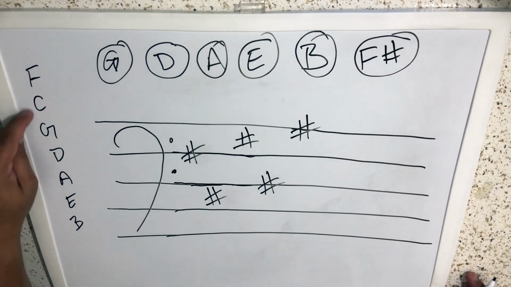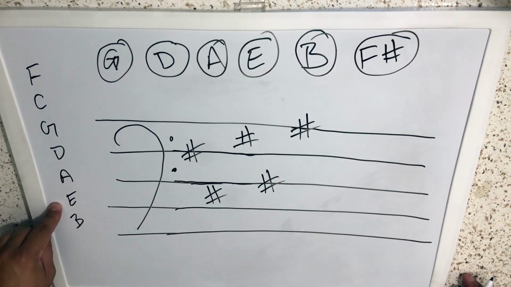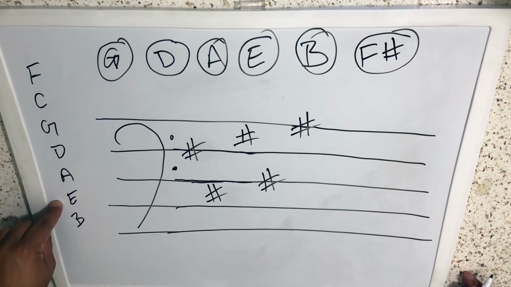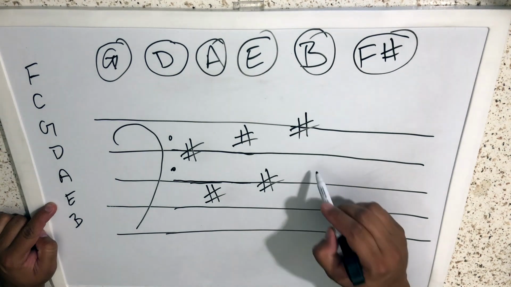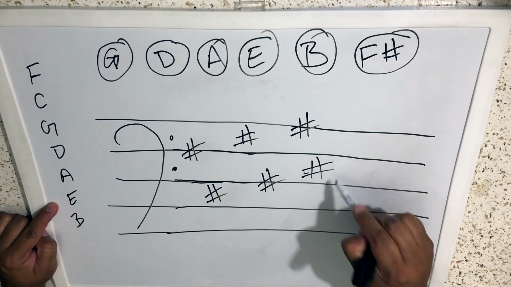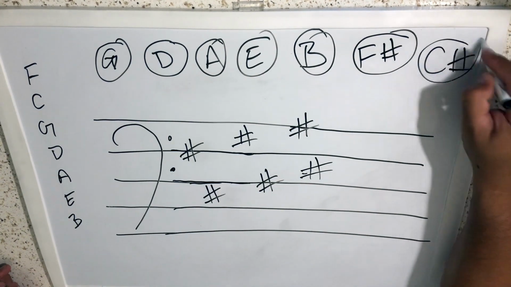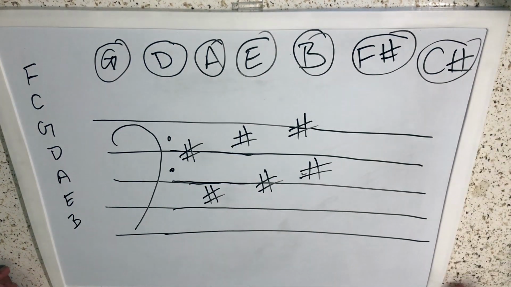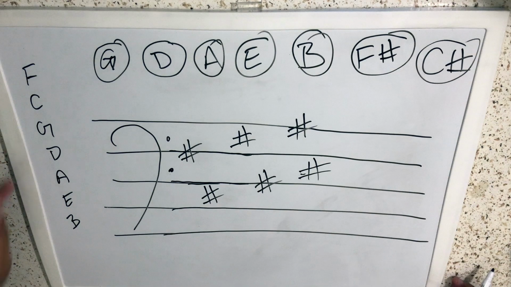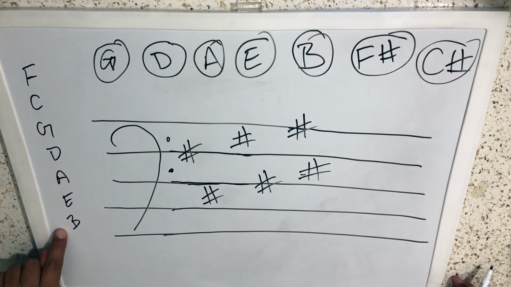So that one has 1, 2, 3, 4, 5, 6. So now we need an E. So all cows eat. Sorry. And last but not least, we have a C sharp, because C sharp is the fifth of F sharp. And now we're going to utilize all of them.